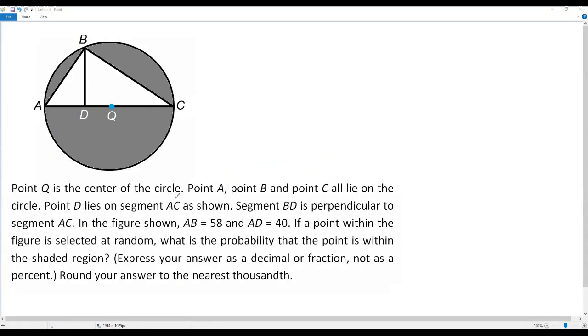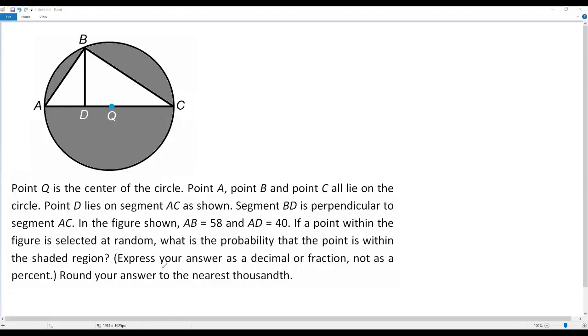Point Q is the center of the circle. Point A, point B, and point C all lie on the circle. Point D lies on segment AC as shown. Segment BD is perpendicular to segment AC. In the figure shown, AB equals 58 and AD equals 40. If a point within the figure is selected at random, what is the probability that the point is within the shaded region? Express your answer as a decimal or fraction, not as a percent. Round your answer to the nearest thousandth.